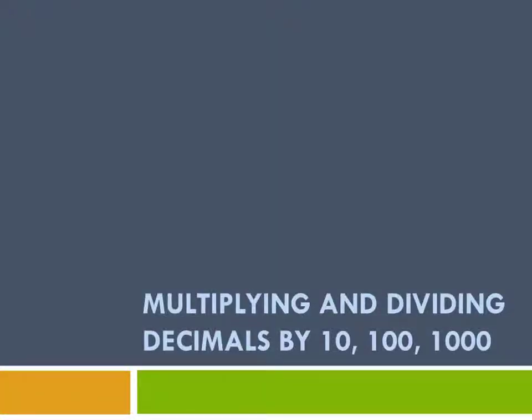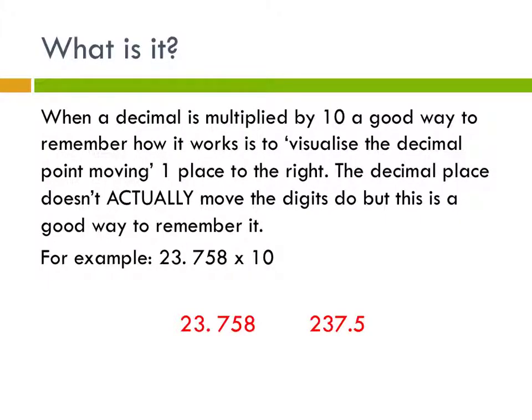Today we are going to have a look at multiplying and dividing decimals by 10, 100 and 1,000. When a decimal is multiplied by 10, a good way to remember how it works is to visualize the decimal point moving one place to the right. The decimal point doesn't actually move, the digits do, but it's a good way to remember it. We did this with whole numbers or integers. Today we're going to do it with decimals, and I'm starting you off with 10 and we'll see where we go from there.